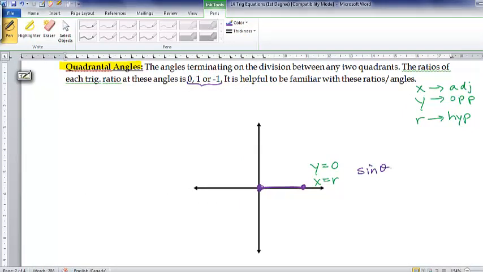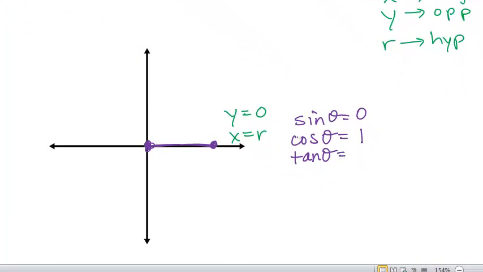So the sine ratio at this point would be opposite, which is 0, divided by hypotenuse, which is r, whatever it is. 0 divided by r would give me 0. Cosine at this point would give me adjacent, which is x, divided by hypotenuse r, and they're equal, so it gives me a 1. And then tangent, opposite, which is 0, divided by adjacent, which is x, gives me 0.